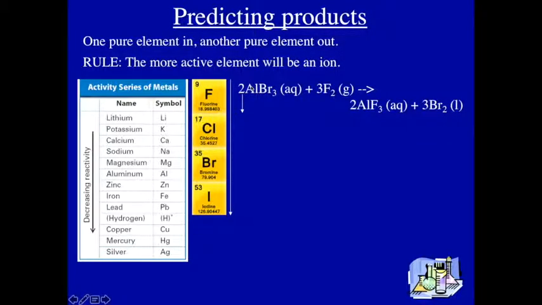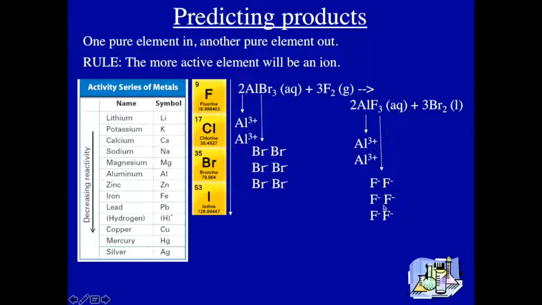I have 2 formula units of aluminum bromide, which means for every 2 units of aluminum bromide, I have 2 aluminum ions in the solution. And I have 6 bromides in the solution because 2 of these are dissolving. When I dissolve 2 formula units, I get 2 aluminum ions in the solution. I get 6 bromides in the solution. On the other side, the 2 aluminum ions are still there, and I get 6 fluorides.